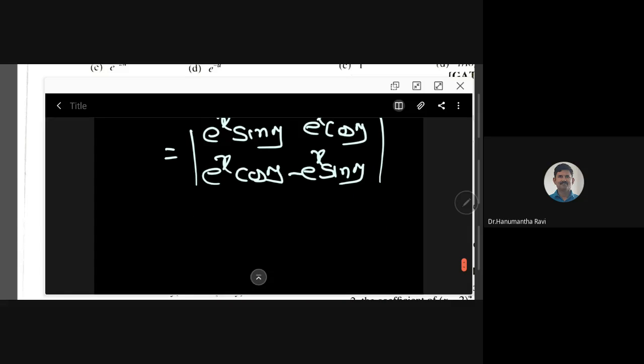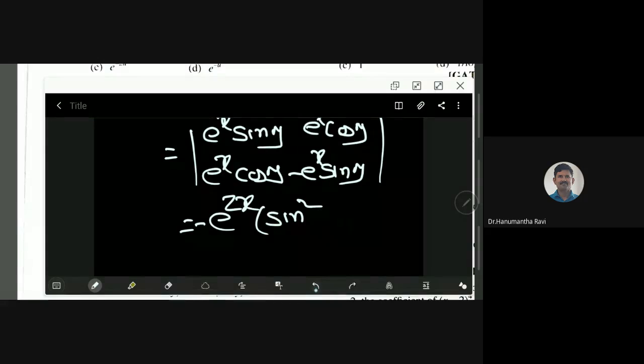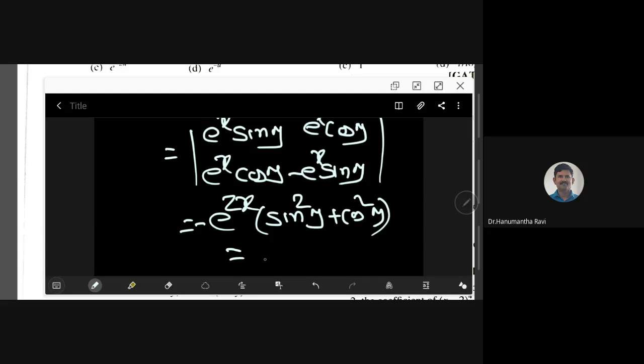So this is equal to e power x into e power x, which is e power 2x, into minus sin square y plus cos square y. So that amounts to minus e power 2x, which is not equal to 0. So that is the Jacobian here.